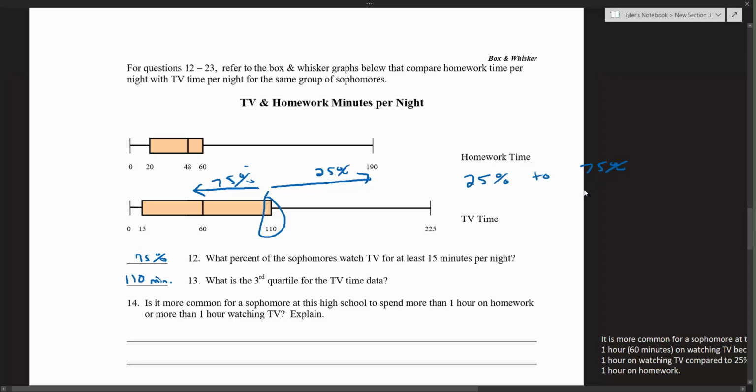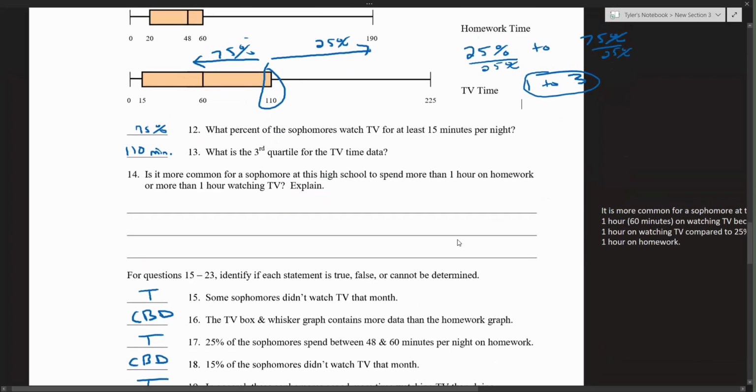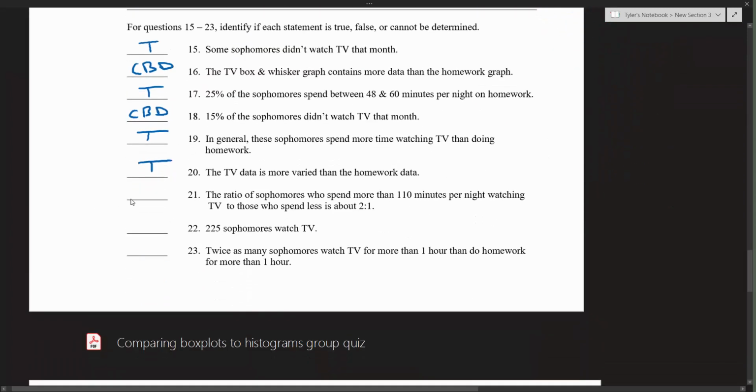But notice they have the ratio in terms of whole numbers, not percents. So what I could do is divide both sides by 25%, and that would make my ratio 1 to 3. That's not the ratio they provided, which was 2 to 1. So this would be false. The correct ratio would be 3 to 1. So that's false.